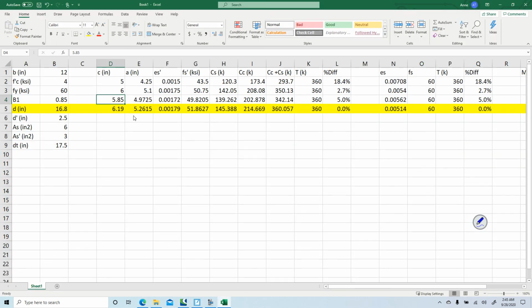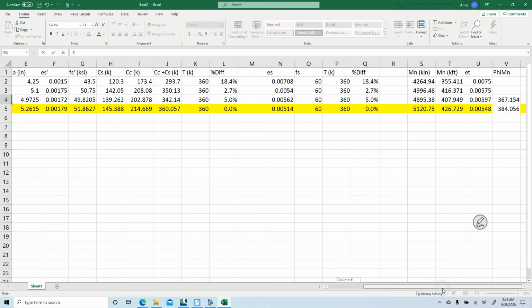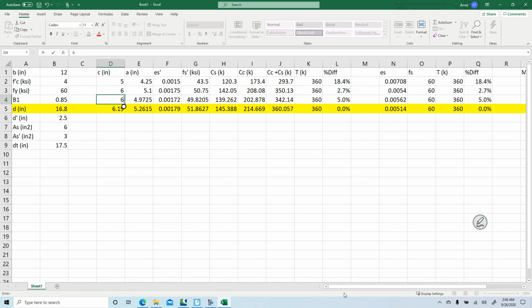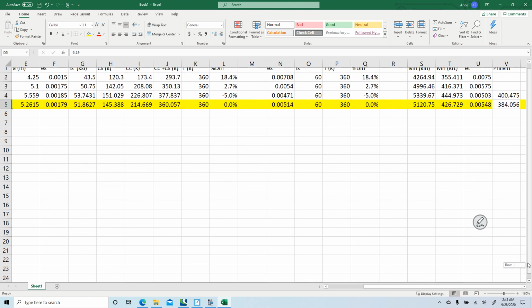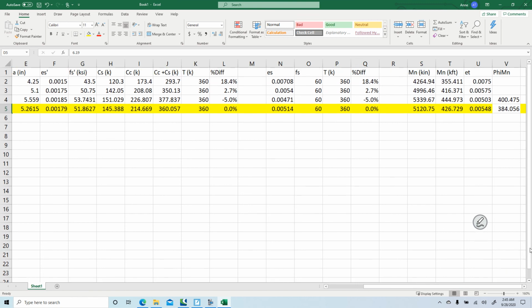So if this was, what, 6 point, my phi Mn is basically 367 kip feet. Or if the value was 5% the other way, if I had a C of 6.54, my ET is still 0.05, so that's valid, 400. So you have a range of about 30 kip feet. So you can stop at 5%, but if you really want to go down, especially if you're just doing Excel. Anyway, so I got 384 kip feet.